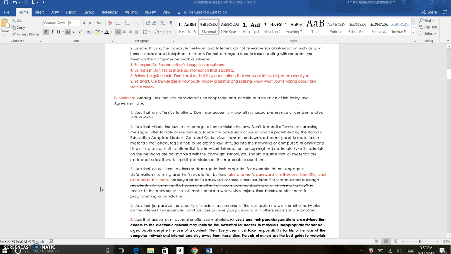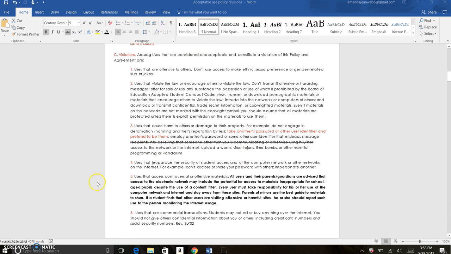So I didn't really change most of those because I felt like they were all very important. They went more into detail from the netiquette to the actual violation. I did change a couple of things to make it more user-friendly to read. So for number 3, I added take another's password or other user identifier and pretend to be them. So then I struck through what was there before because it just didn't make sense.